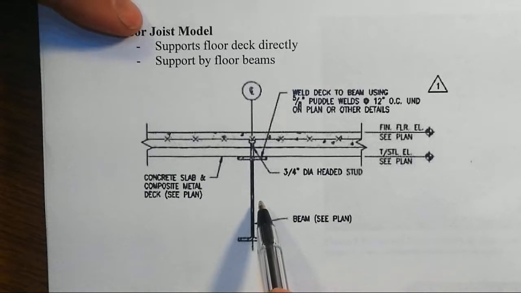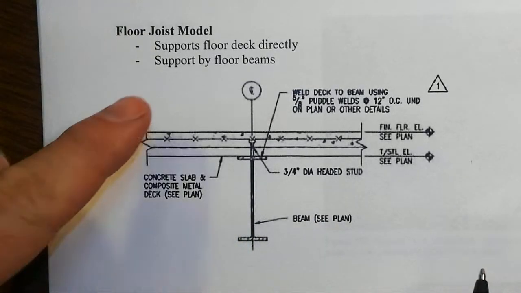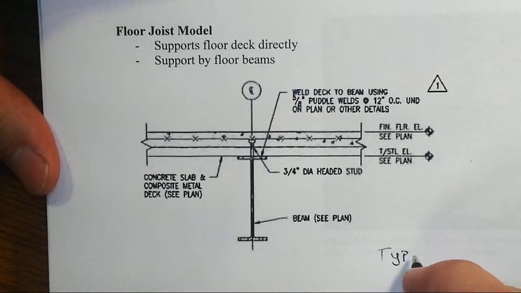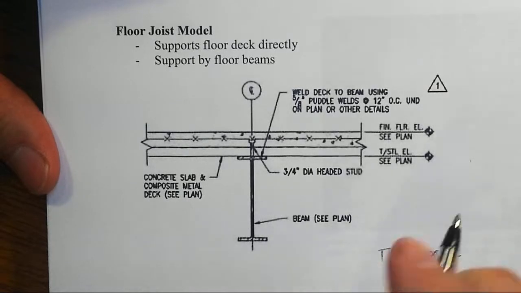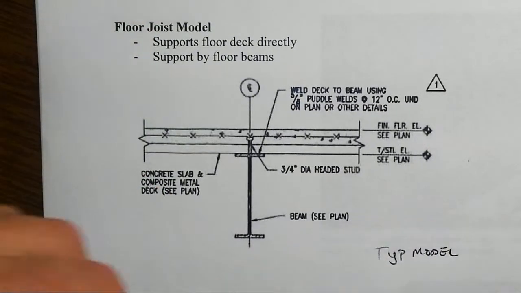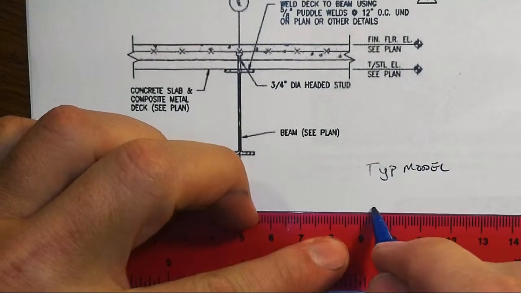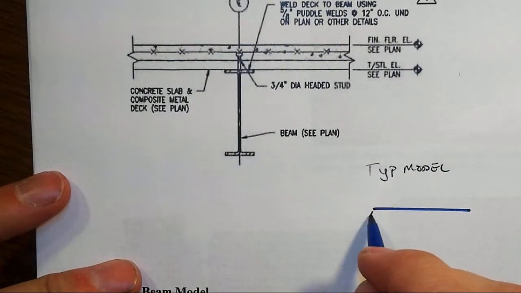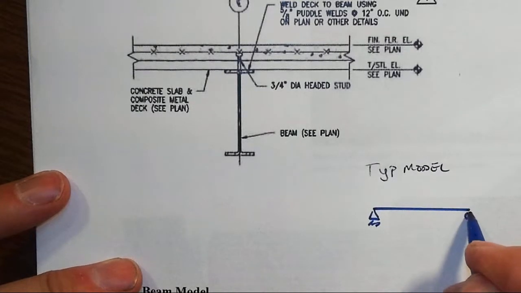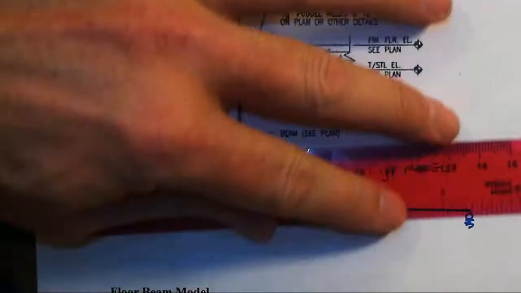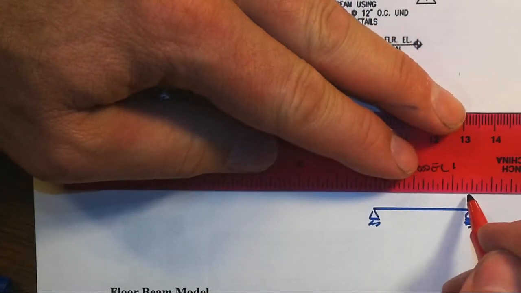So joists tend to be smaller beams that support floors directly, and the typical model of one of those is going to turn out to be that we have a beam that goes such and so long and tends to be connected in a way that we would call a simple support at either end, and for convenience we'd call that a pin and a roller. It's really a pin and a pin, but we typically just represent it as a pin and a roller.